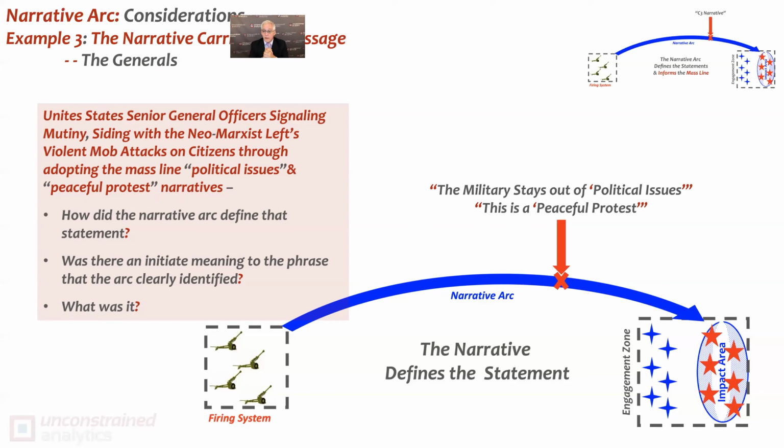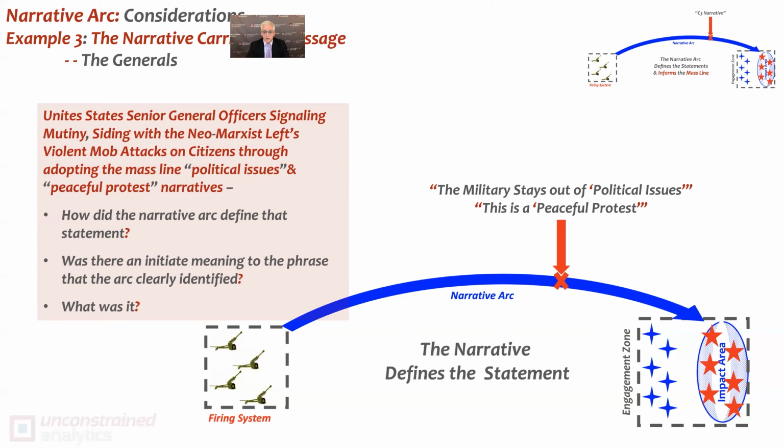So where was the initiate meaning to the phrase that the arc clearly identified? Well, if you're a peaceful protest, that violence in the street, then resistance is actually what's going to be targeted. And there's no need to respond, when people feel their lives are at risk by being attacked in the street, to have the police respond or not have them respond in time. Well, this sounds outrageous, but that is how command and control narrative arcs work. And as a practical matter, we saw those narratives and we saw its exploitation on the street. So we're actually putting something out there that answers what we're seeing.